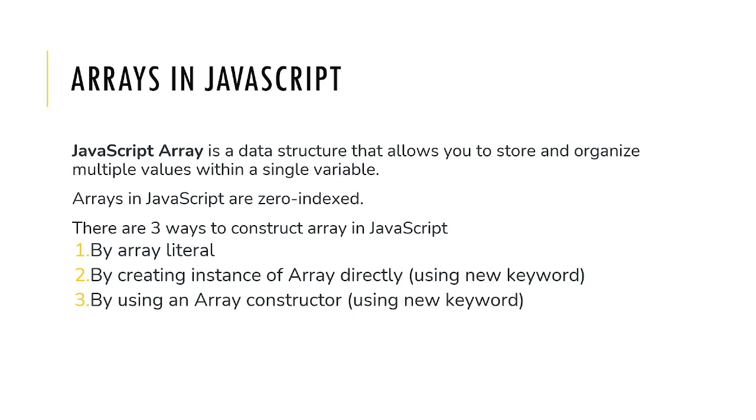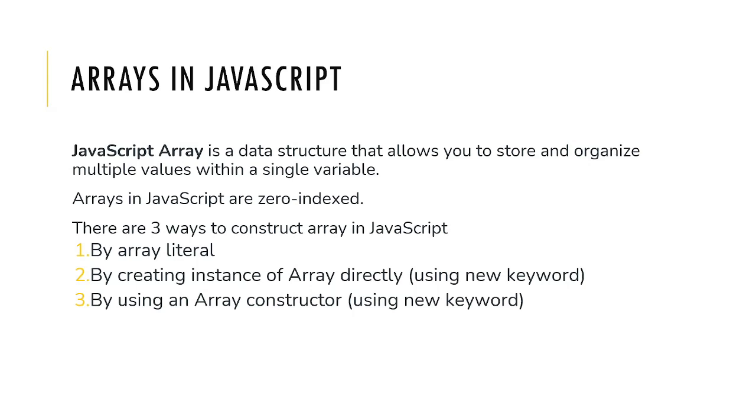One is by using an array literal, and the second one is by creating an instance of an array directly by using the new keyword. Another method is by using an array constructor. Once again, it can be done by using the new keyword.